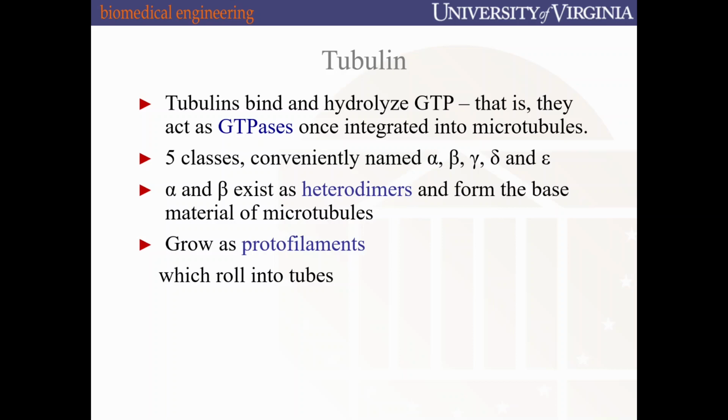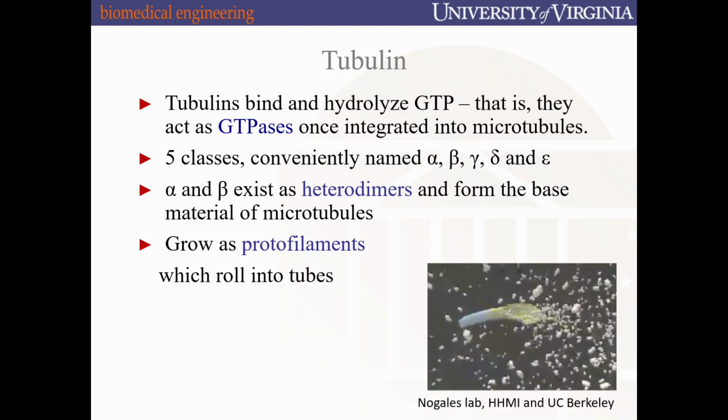There are 5 classes of tubulins, named alpha, beta, gamma, delta, and epsilon. We're going to focus on the alpha and beta tubulins in this class, which exist as heterodimers that form the building blocks for microtubule filaments. In microtubule assembly, the first thing that happens is that alpha-beta heterodimers polymerize into linear protofilaments, which then assemble into a sheet and roll up into a tube to form the final microtubule structure.